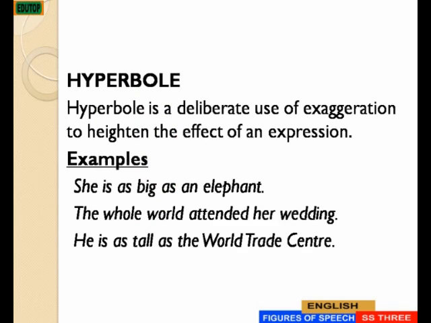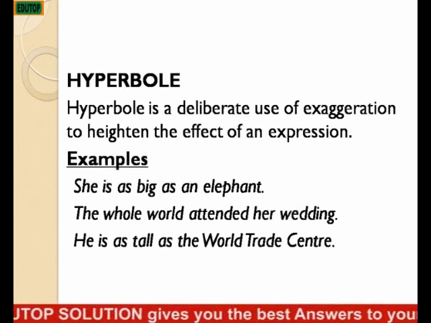Hyperbole. Hyperbole is the deliberate use of exaggeration to heighten the effect of an expression. So most times we describe hyperbole as extreme exaggeration, when you are exaggerating a feeling, a thought, and so on. You are using hyperbole. Examples: she is as big as an elephant. A human being cannot be as big as an elephant. So when we say she's as big as an elephant, we are exaggerating. We are trying to give the expression an effect.